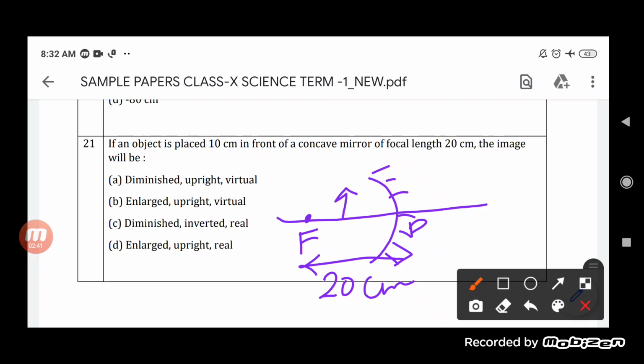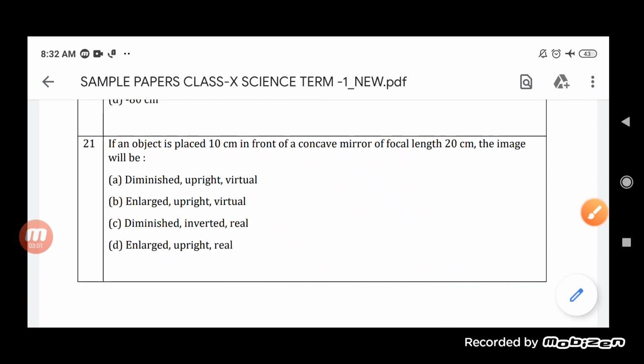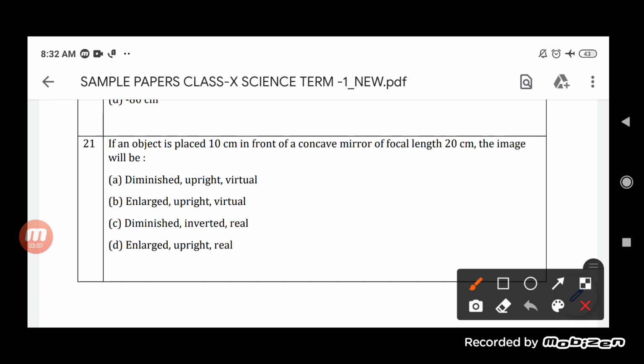So what kind of image will be formed here? We know that when the object is kept between the pole and focus, then the image that will be formed will be behind the mirror, and it is enlarged, virtual and erect. So according to that, look at the first option: diminished, upright and virtual. It is upright, it is virtual, but it is not diminished, it is enlarged. Second one, enlarged, upright, virtual. This is correct because it is virtual and erect. So this will be the correct answer.